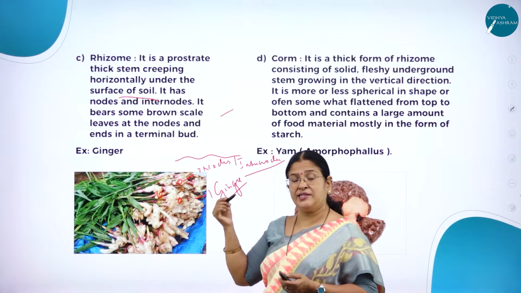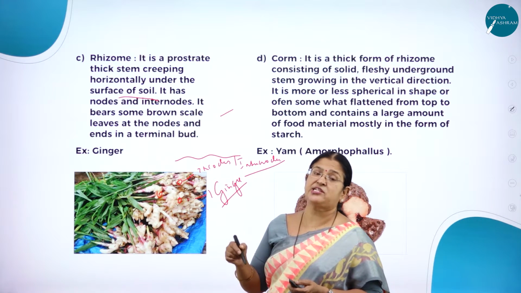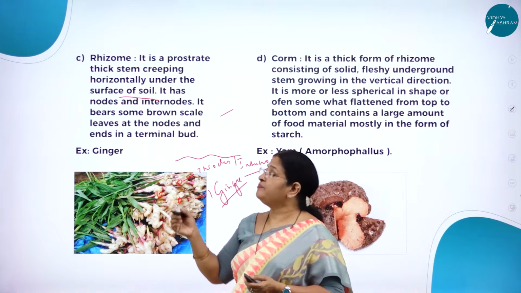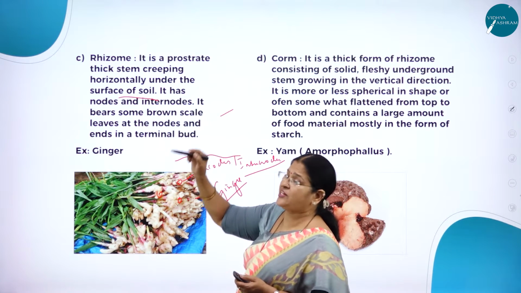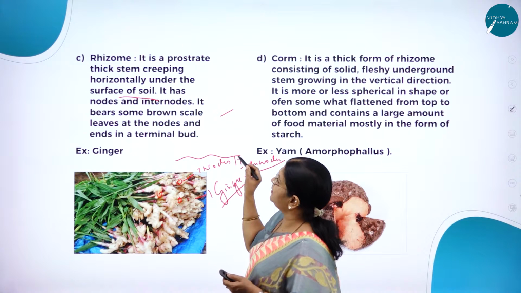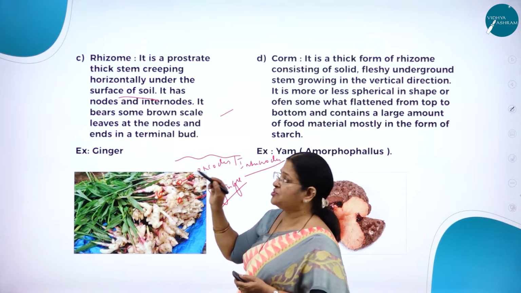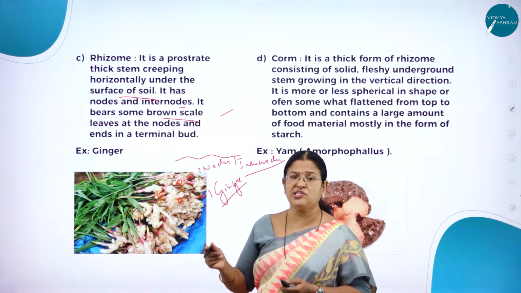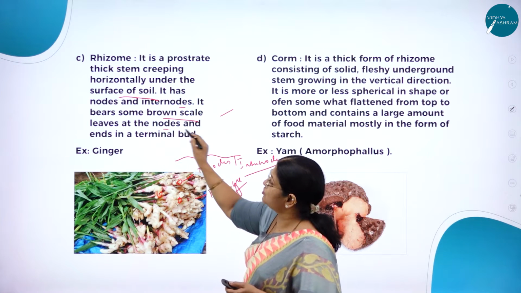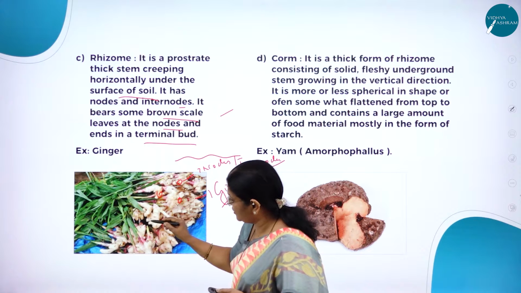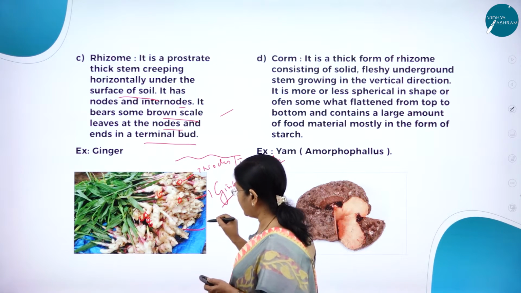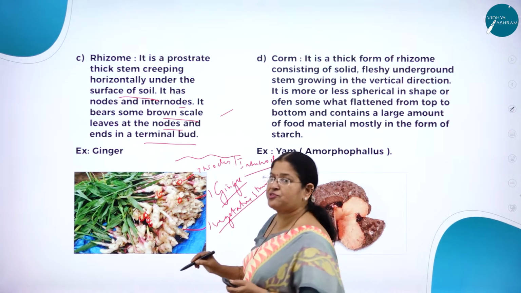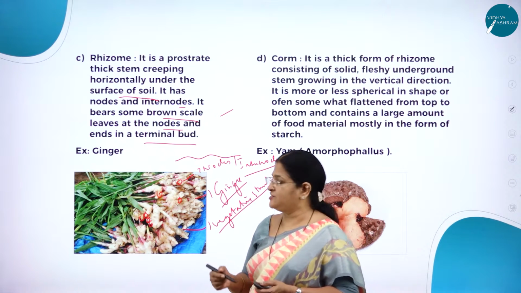Again, ginger, that is rhizome, is a vegetative structure which takes part in the process of vegetative reproduction or asexual reproduction. So that is rhizome. What is rhizome? It is a prostrate thick stem creeping horizontally under the surface of the soil. It has nodes and internodes. It bears some brown scaly leaves. If you have observed ginger carefully, it has scaly leaves at the nodes and ends in a terminal bud. Here you can see the buds. So what are these? These are vegetative structures which take part in the process of asexual reproduction.